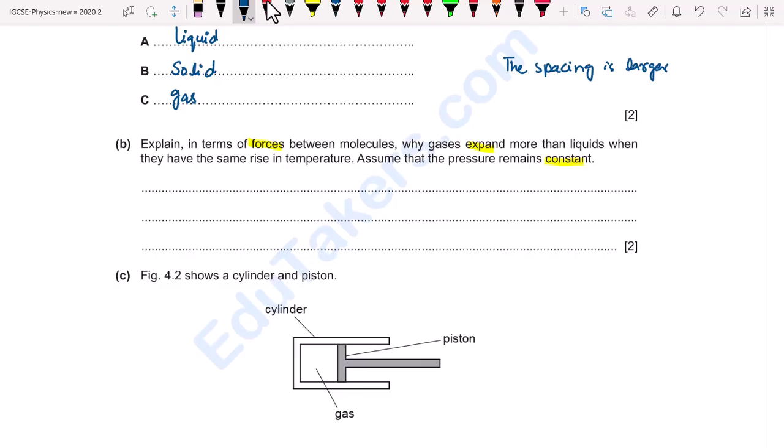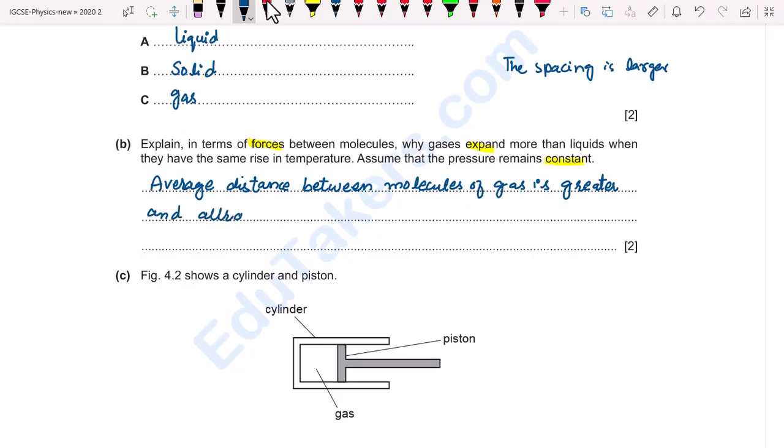So I write here average distance between molecules of gas is greater and attractive forces between them are lesser, due to which gas expand more as compared to liquid.